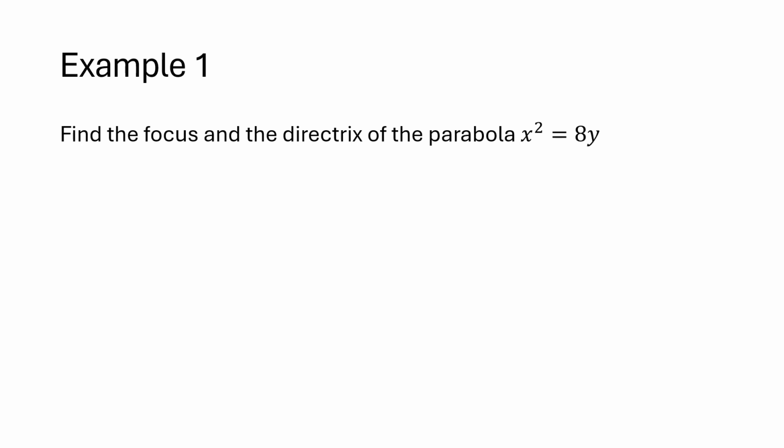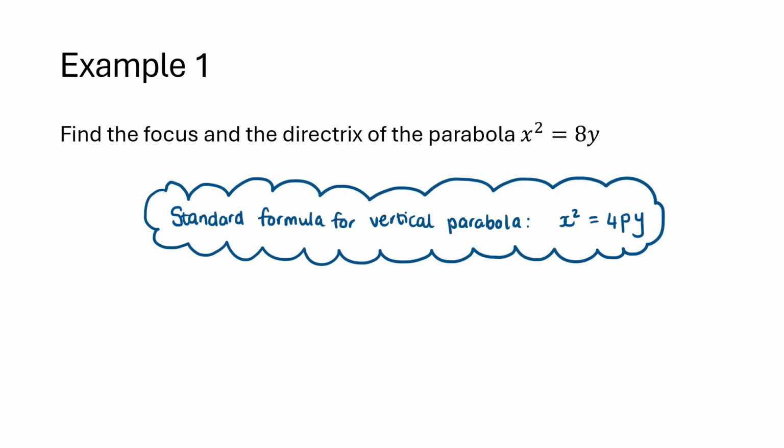Let's take a look at our first example. We have to find the focus and the directrix of the parabola with equation x squared is equal to 8y, given the formula that we've just derived. Okay, so that's our first step. Where are we going to start? We are going to look at the standard form of a parabola, a vertical parabola specifically. So this is a parabola that either opens up to the top or to the bottom, but the turning point is at the origin.